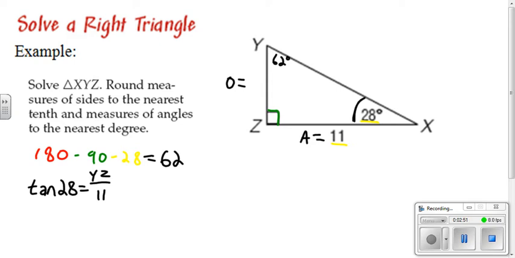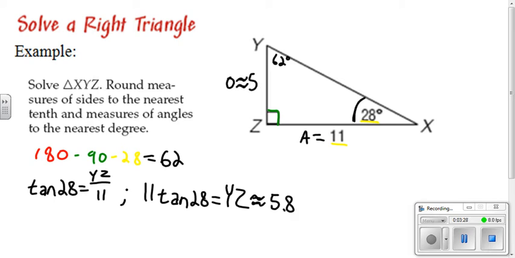So if we want to get YZ all on its own, we'd multiply both sides by 11, which would give us 11 times tangent 28. Remember this piece, tangent 28, that's one value all on its own. Then the 11 is separate. It's 11 times tangent of 28. So you have to keep those separate. So 11 times tangent of 28 equals YZ. And if we plug that into our calculators, that'll come out to approximately 5.8. So we'd say this is, again, we'll do that squiggly equal sign, approximately 5.8.